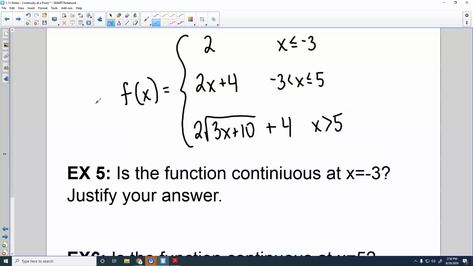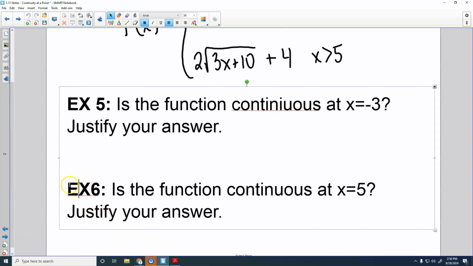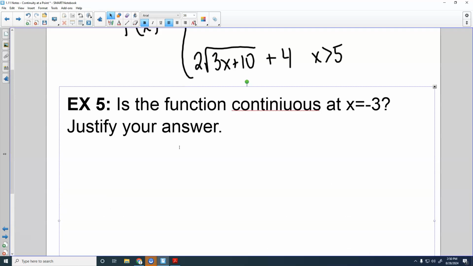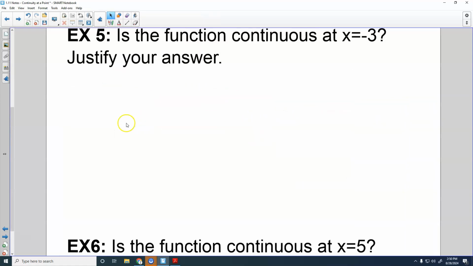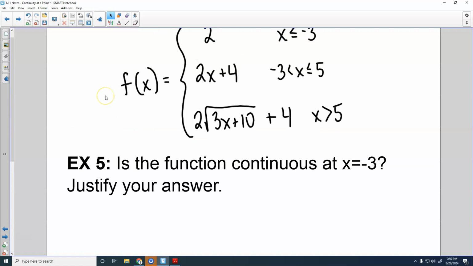Okay. I, for some reason, gave almost no room to do example 5 and 6 right here. So I'm going to give myself more room by making some more space here. I realize you cannot do that. So you can either try to squeeze everything in that little tiny space, or if you want to get a separate sheet or something, that's fine too. I didn't spell continuous right either.